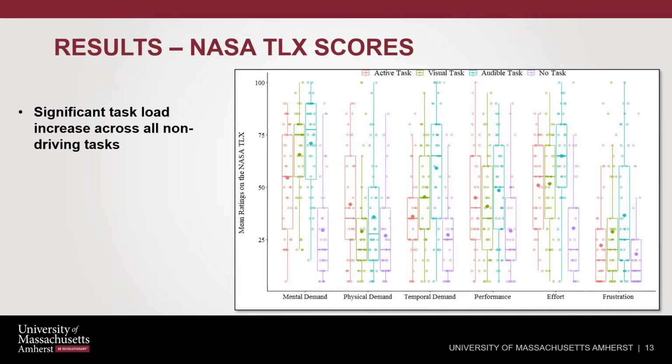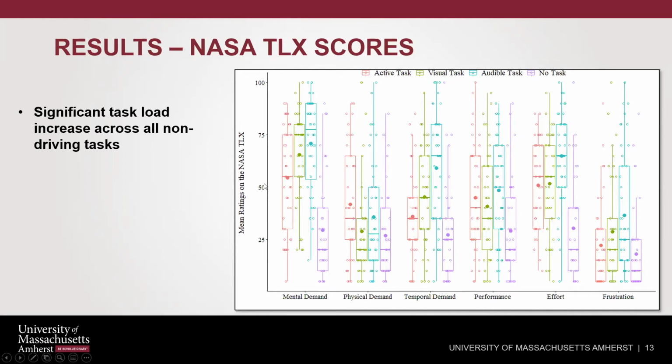So like Pi had alluded to, the breakdown was across the 6 different types of workloads. So on the x-axis, you have the mental, physical, temporal demands, the performance, effort, and frustration. And then along the y-axis, you have their mean ratings across our participant group of the NASA TLX survey. And then from left to right within each of those sections, you have each of the tasks by color. So you have the active task, which Pi had mentioned was playing solitaire on the iPad that was mounted within the cab. The visual task, which is the reading task on that iPad within the cab. The audible task, which was to mimic a cell phone task, and then the control.